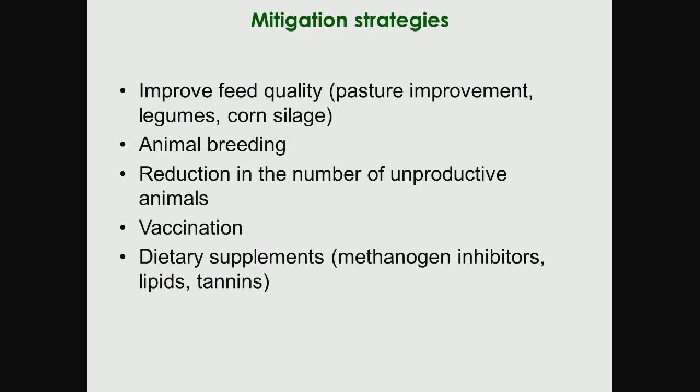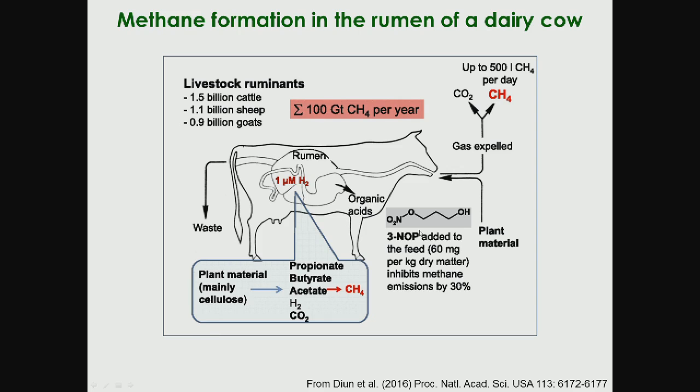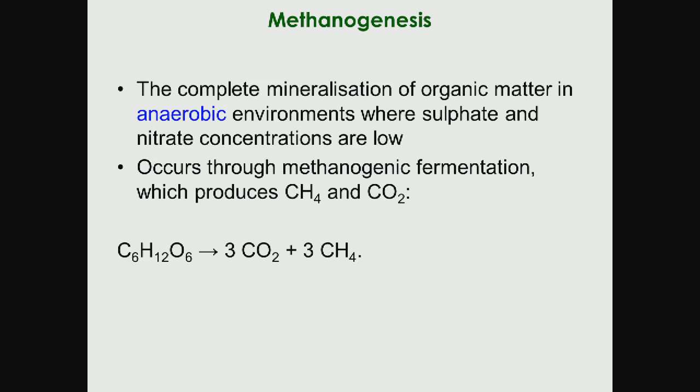And if we just go back to this previous slide, this chemical here, this NOP, is one such methane inhibitor that can be added to cows and reduce methane production, in this particular case by about 30%. And then the other key component we need to consider with regard to methane from agriculture is through rice cultivation.